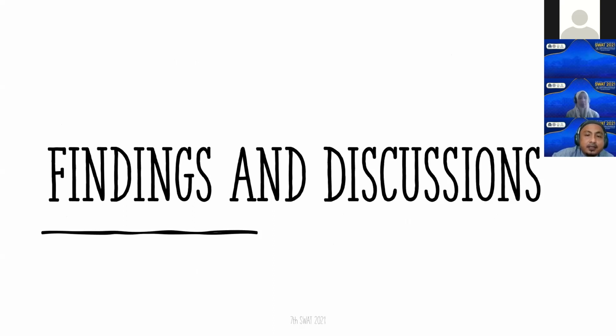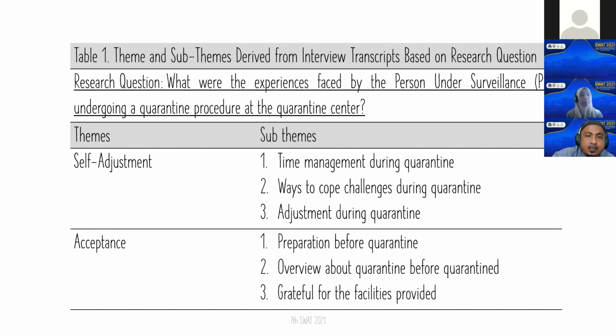For the findings and the discussions of the research, there are two themes that are being explored. Number one is self-adjustment, and number two is acceptance. The sub-themes of self-adjustment have brought us to the idea of time management during the quarantine, the way to cope with challenges during the quarantine, and the way to adjust yourself during the quarantine.